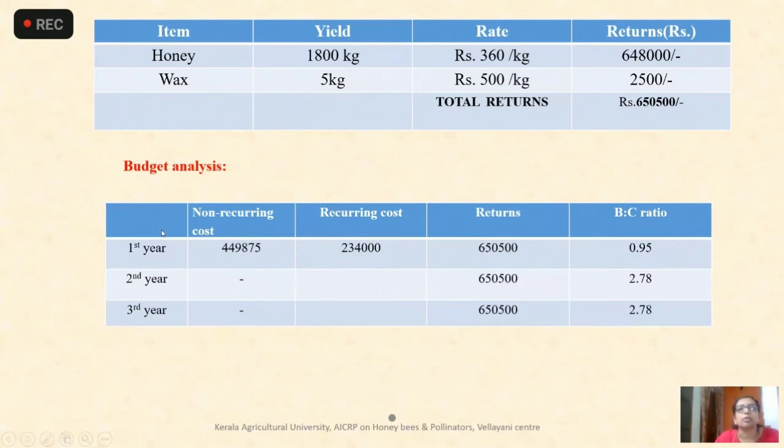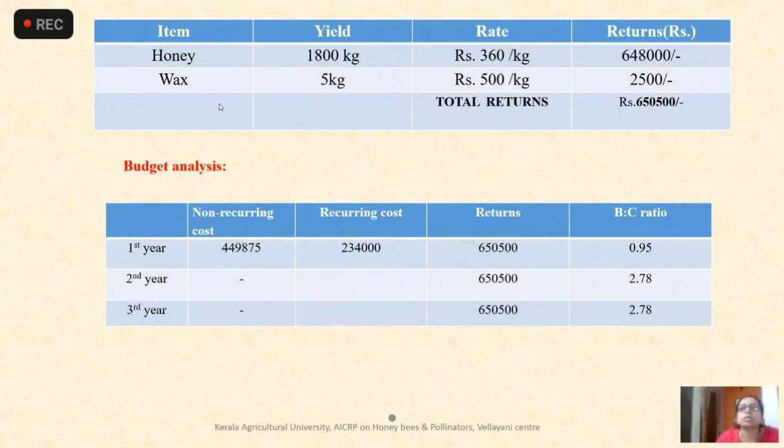Like that we can calculate the BC ratio, and this is the way we have to submit the project. So the non-recurring cost occurs only once, and we can manage the rest of these things. And now you can see a comparison between the interior.